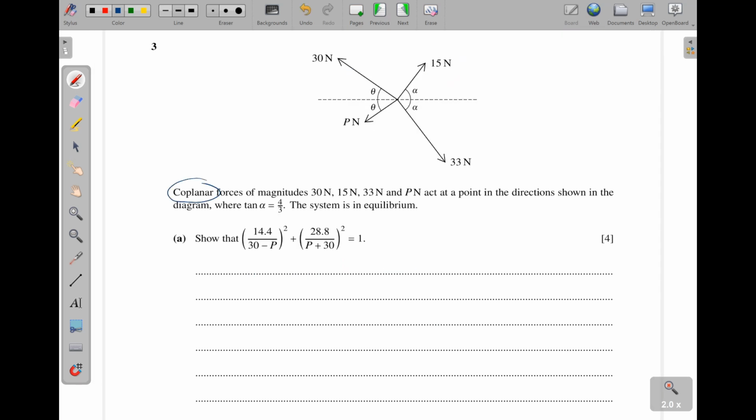Question 3, coplanar forces. Coplanar means in the same plane. So coplanar forces of magnitudes 30 newtons, 15 newtons, 33 newtons, and p newtons act at a point in the directions shown in the diagram, where tan of alpha is 4/3.